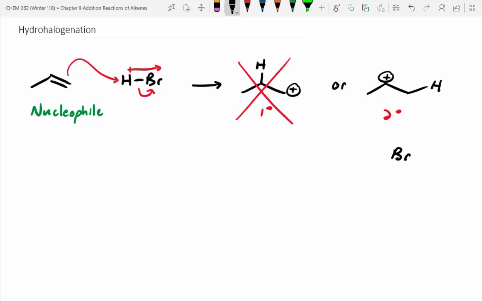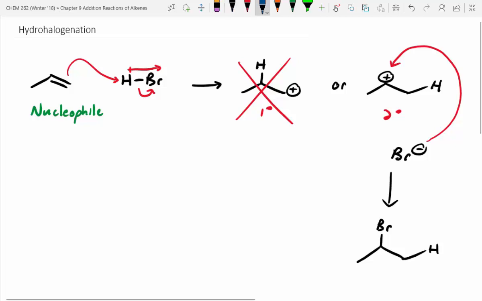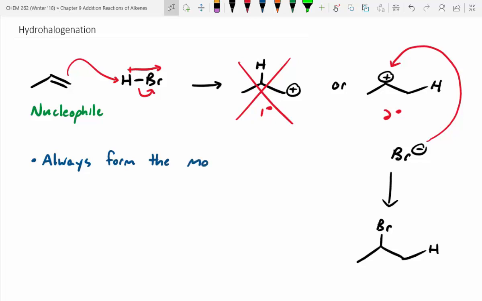And we kicked off bromide, so that's still floating around in space. So this bromide can now act as a nucleophile and attack that carbocation, and now we've got the hydrogen on the less substituted carbon, and the halogen, which in this case is bromine, on the more substituted carbon. So this would be our product. So let's make some notes for this reaction, because there's a fair amount going on. So always form the more stable carbocation.